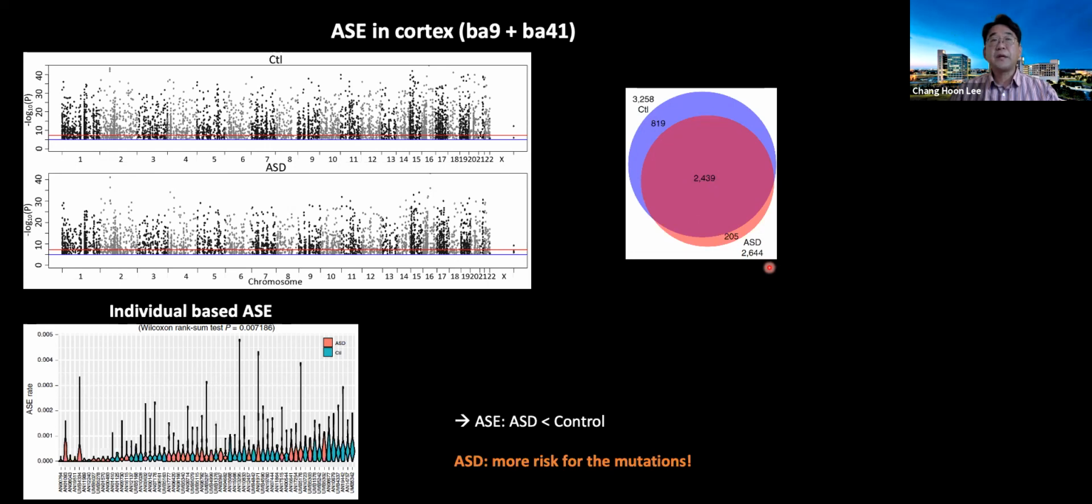So this pattern was also shown when I studied the individual-based ASE. The red is ASD and blue is the control. When I consider the ASE rate, a high rate means more ASE compared to the others. So ASD patients showed a very small ASE rate compared to the control. So the general conclusion is that ASE is less in ASD, so ASD has more risk from mutations, if ASE is beneficial to prevent deleterious mutations, okay?